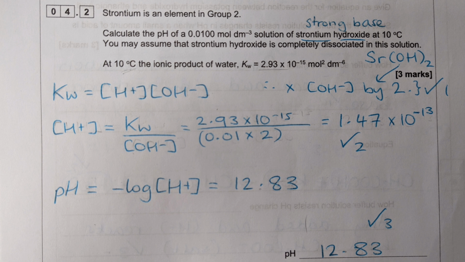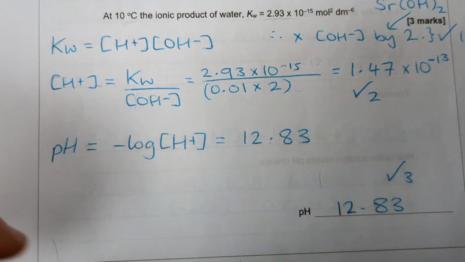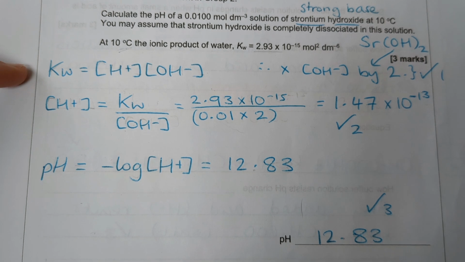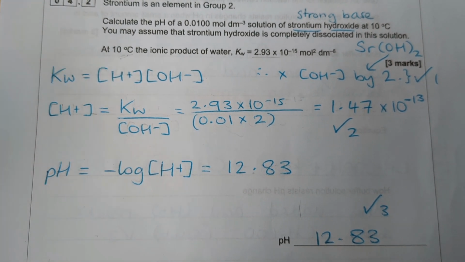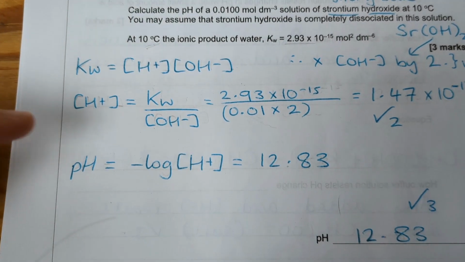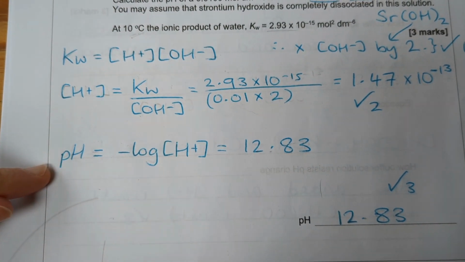If we look at this first question, we're given a concentration for a solution of strontium hydroxide. Anything with a hydroxide in is classed as a strong base, so we can use Kw, and it says at 10 degrees Kw is equal to 2.93 times 10 to the minus 15. So at different temperatures Kw does vary. The first thing we're going to do is write out the expression for Kw. So Kw equals the concentration of the hydrogen ions times by the concentration of hydroxide ions. Then we want to rearrange this expression in terms of H+, from which we can find pH eventually.